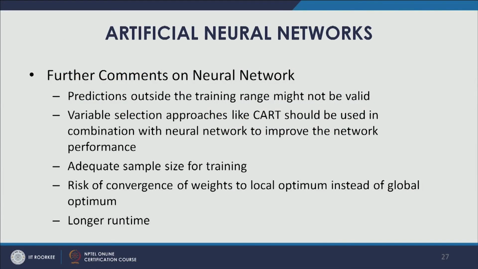Another problem that we might face in neural networks is prediction outside the training range, because we typically scale the variables into a 0 to 1 scale. Therefore prediction outside the training range might not be valid. However, this is quite a generic point and is applicable to other techniques as well. As we talked about, variable selection approaches, for example CART, could be used in combination with neural networks, and that will actually improve the network performance.